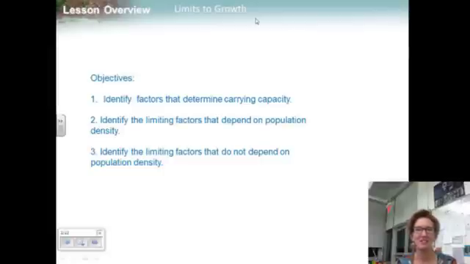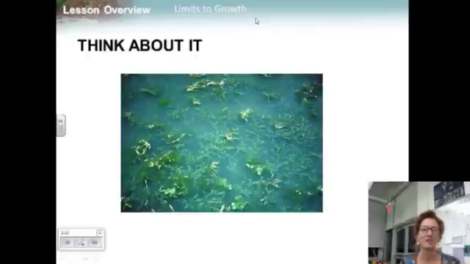All right. So our objectives are to identify the factors that determine carrying capacity, identify the limiting factors that depend on population density, and identify the limiting factors that do not depend on population density. I like this stuff. This is interesting stuff too. So think about it. What determines the carrying capacity of an environment for a particular species?